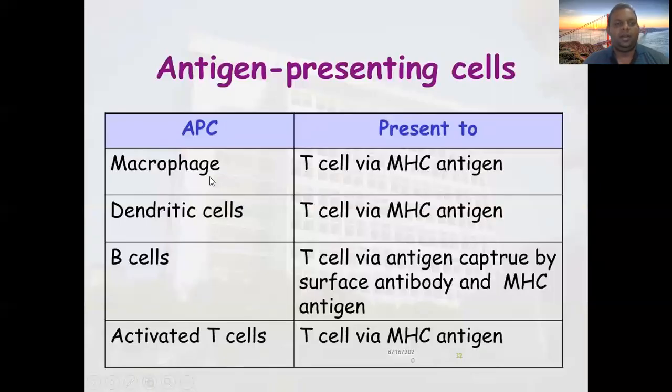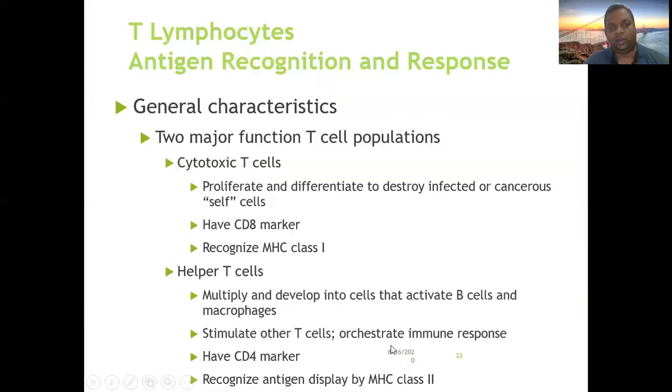Further, macrophages present to T cells via MHC antigen. Dendritic cells present to T cells via MHC antigen. B cells present to T cells via antigen captured by surface antibody, because the B cell receptor is always antibody, that's IgM monomer, and MHC antigen. Activated T cells present to T cells via MHC antigen. That's how it goes.